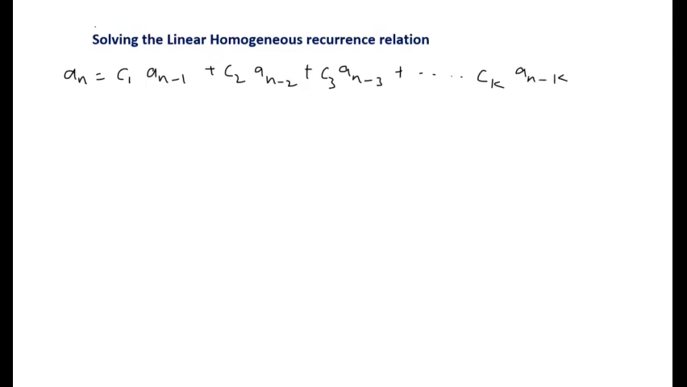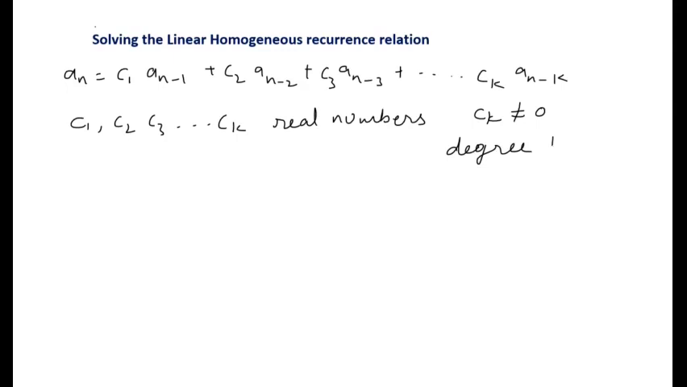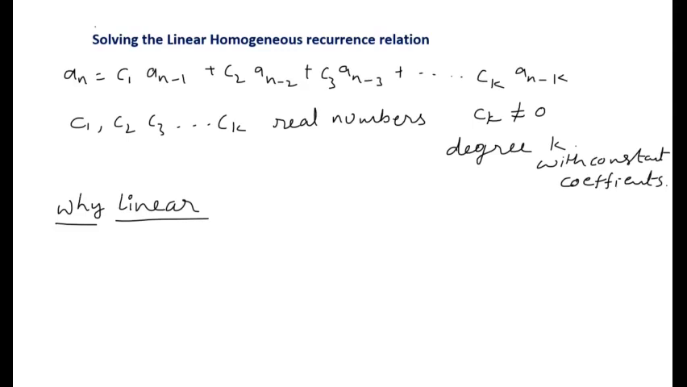That is the format, where C1, C2, C3 and so on up to Ck are coefficients that are real numbers, and Ck should not be equal to 0. It is a linear homogeneous recurrence relation of degree k with constant coefficients. Next we will see why it is linear. If you observe the RHS, the right hand side is the sum of the previous terms.